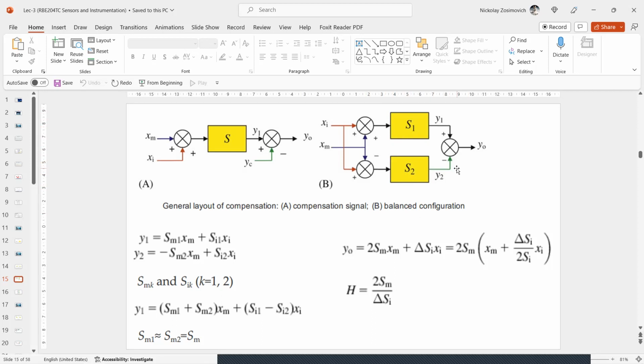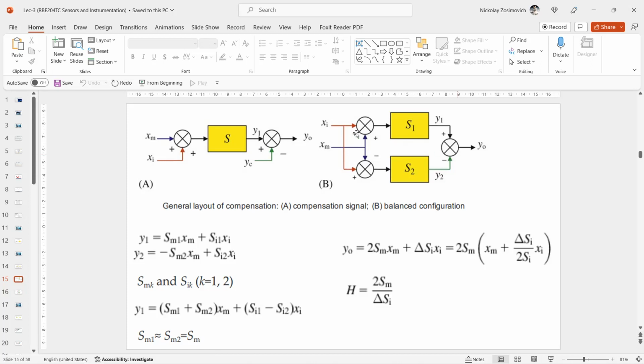Because of the anti-symmetric structure with respect to the measurement signal only, many interference signals appear as common output signals, and thus are eliminated by taking the difference of the two outputs. The effectiveness of the method depends on the degree of symmetry of the double sensor or differential sensor structure.